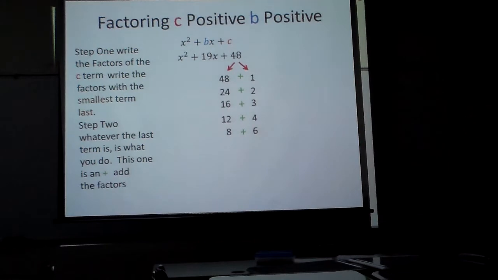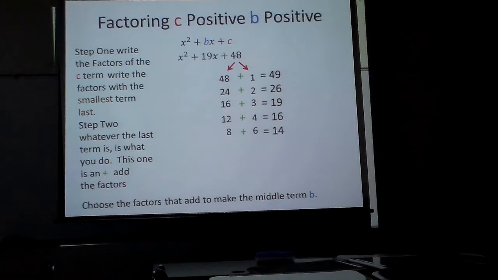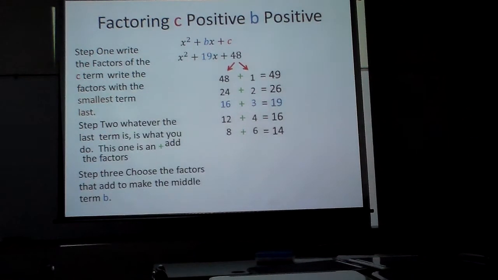And now I'm going to add them up. Notice 48 and 1 is 49, and 24 and 2 is 26. You can see what these numbers add up to. I am looking for the middle number. The middle number is a what? 19. So therefore I have found the factors that make the middle term. They are what? 16 and 3.